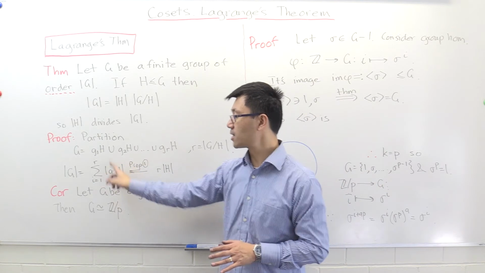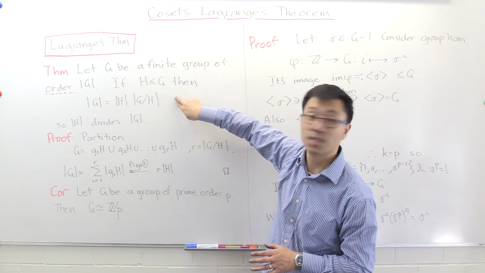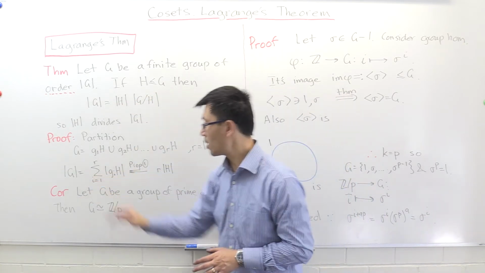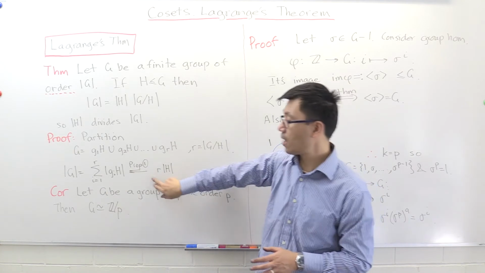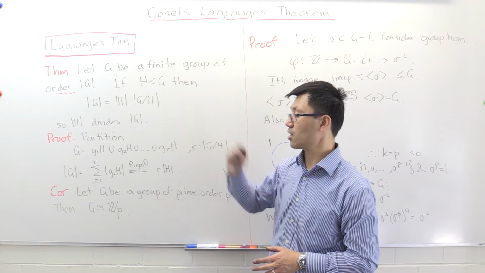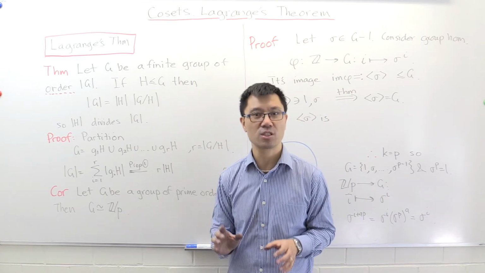So there are R of these summands, so this is just R times the order of H. And that's precisely this result here, okay? So the order of G is just the order of H times R, which is the number of cosets of H in G. Okay, so this is Lagrange's theorem and has many, many applications in mathematics.